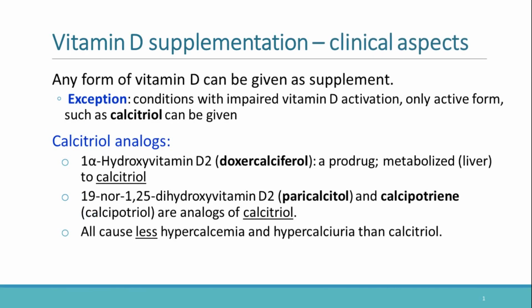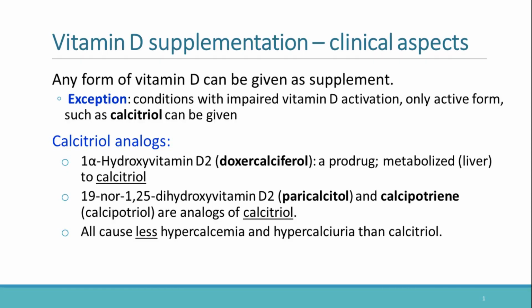The two forms of vitamin D, cholecalciferol and ergocalciferol, are available as oral supplements and are commonly added to dairy products and other foods. In patients with conditions that impair vitamin D activation, such as chronic kidney disease, liver disease, and hypoparathyroidism, an active form of vitamin D such as calcitriol is required.